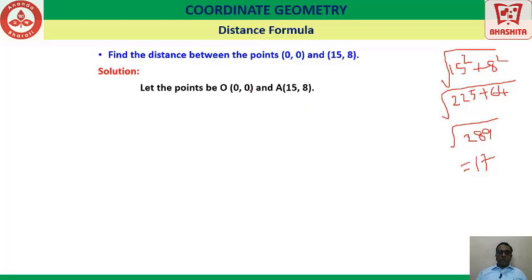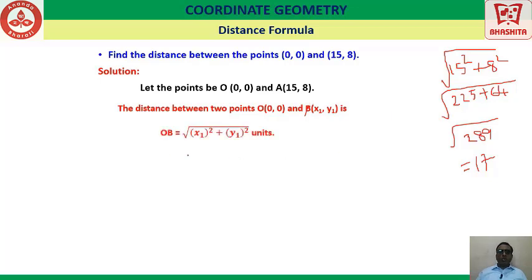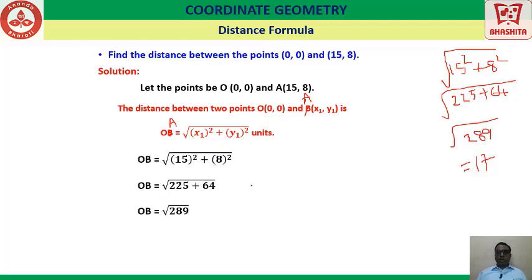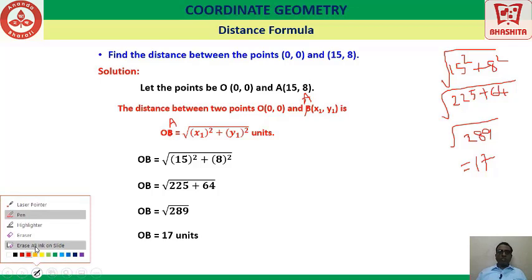Let the points be O (0, 0) and A (15, 8). The distance between the points O (0, 0) and B, or any point for that matter, whether you take A or B, does not matter, is root of x1 square plus y1 square. So, we will take this as A. OA is x1 square plus y1 square, which is nothing but 15 square plus 8 square. 225 plus 64 is 289. Root 289 is 17 units. That will give us a special case of the distance formula if one of the points is the origin.